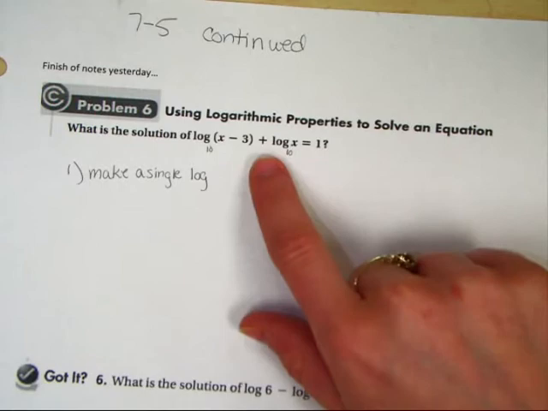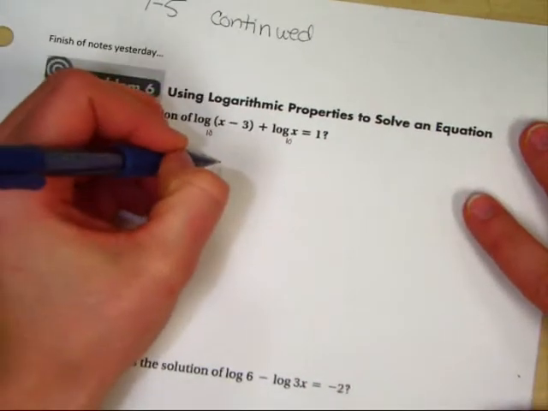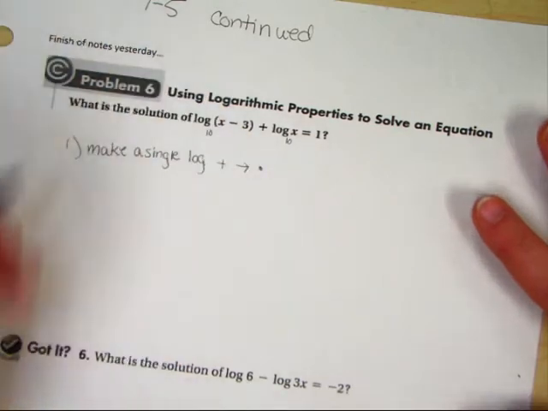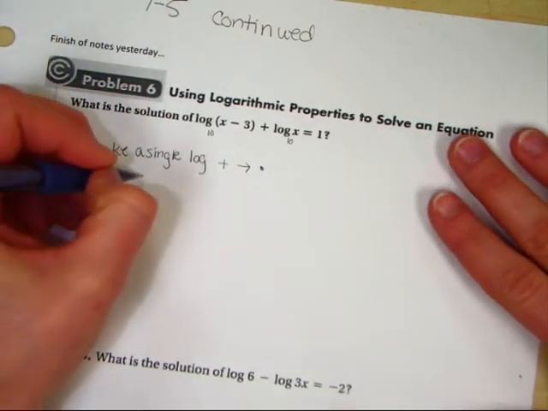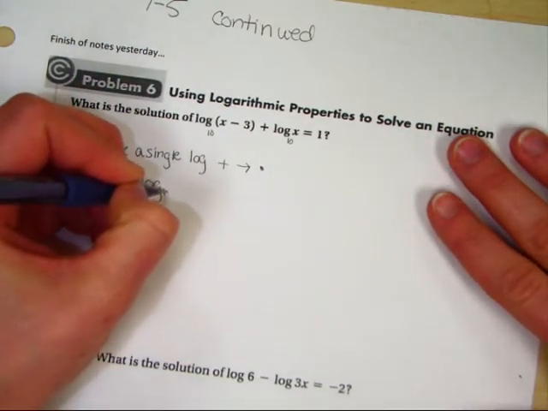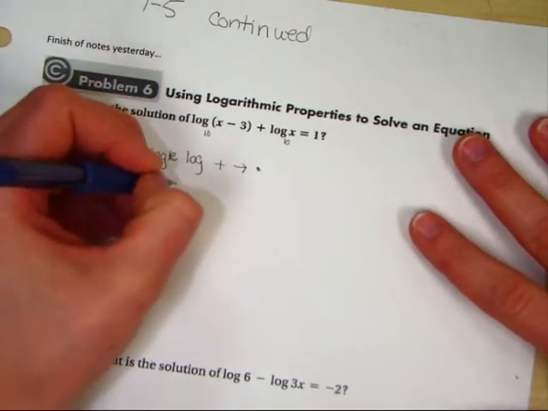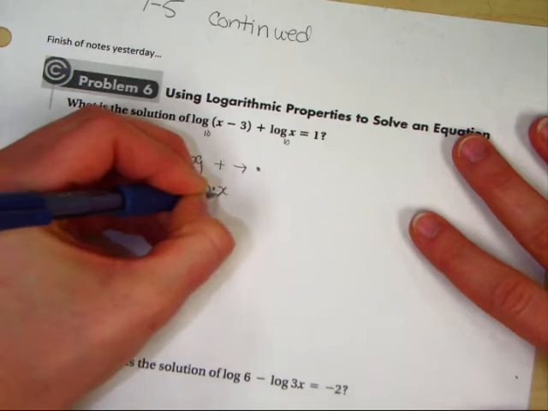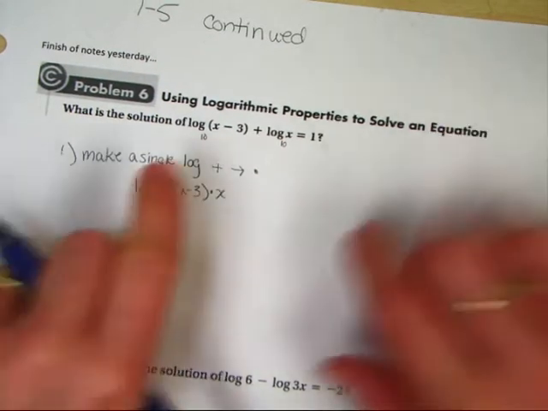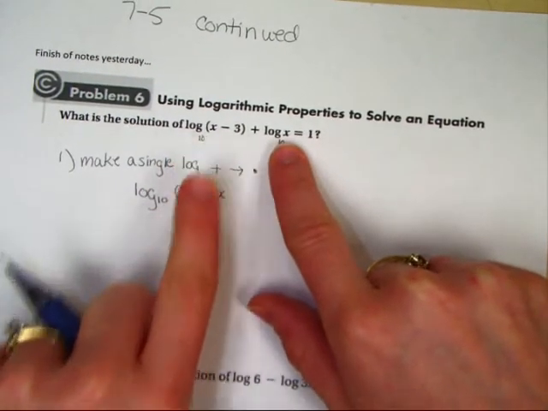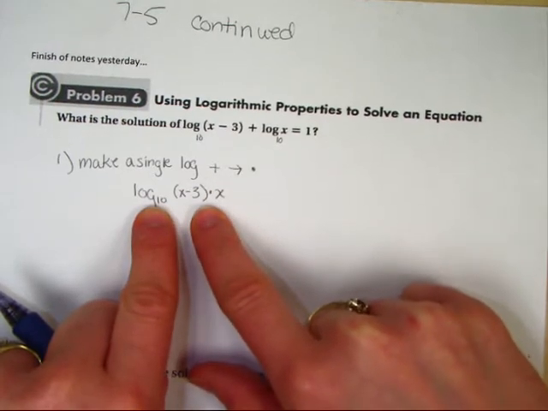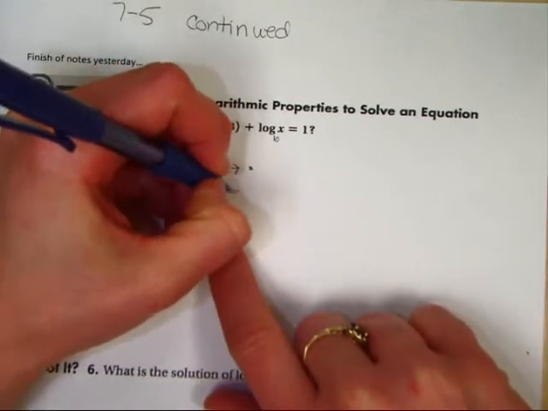Because this problem has addition, I know that addition implies multiplication. So I'm going to take my log with the common base of 10, and I'm going to take x minus 3 times the other x. I've taken my two logarithms and made it one logarithm by applying the property rule, and that equals 1 still.